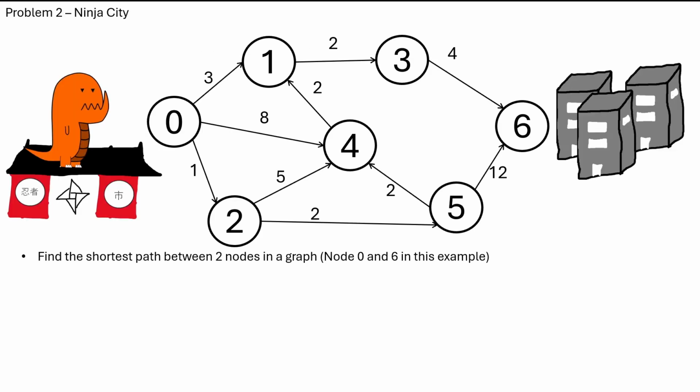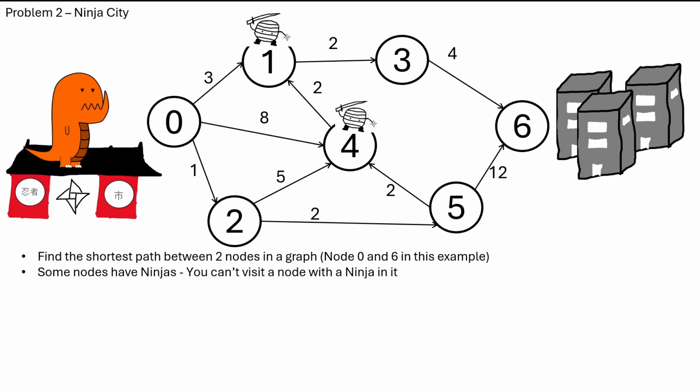Next problem! This time the plebosaur must cross Ninja City to get to the capital. This looks like a standard shortest path problem, but things are never this easy. His evil manager has hired some ninjas to make his life difficult. Some nodes in the graph contain ninjas! Plebosaur would rather avoid physical confrontation, so he cannot visit a node with a ninja on it. Nodes 1 and 4 in this case.